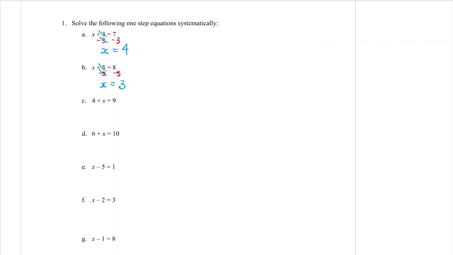Sinead? So did you get the 5 from here? So it's whatever that number there is, yes. It's whatever number is with your x or with whatever letter you have.